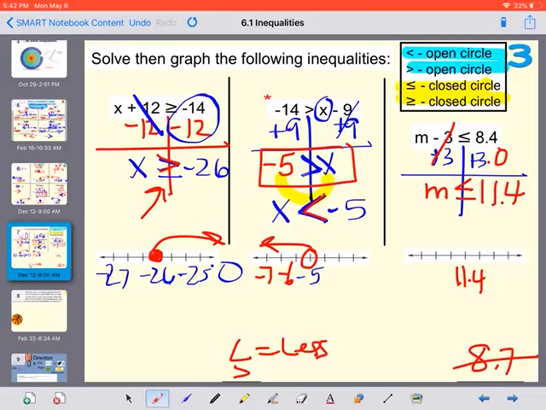And our letter's on the left, so we can graph this. It's a closed circle, because we could be exactly at 11.4. Or m could be anything less than that, like 11.3, which is to the left.